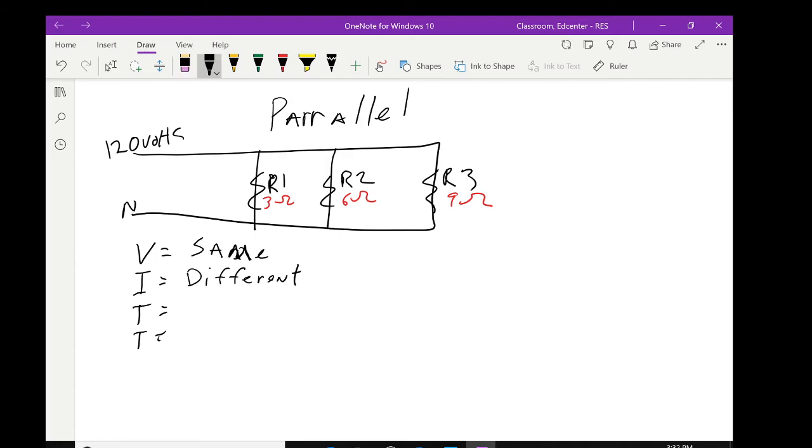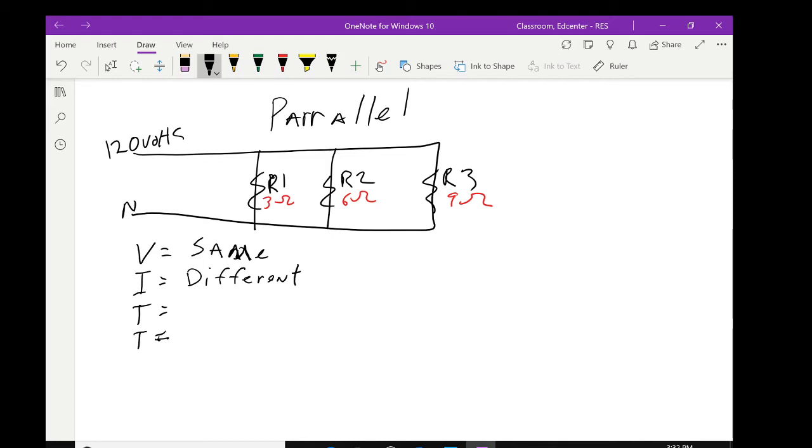Because I'd have amps through this one, I'd have amps through this one, and I'd have amps through this one. Right? And they would be different because they're different ohms. And ohms are how you're controlling the amount of current running through it. And you're doing that by voltage and current with the resistor. And that's what a resistor does. It controls electricity.